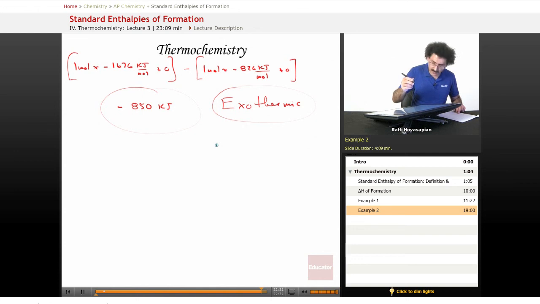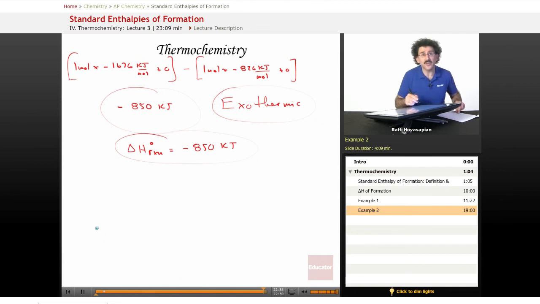Okay, so let's see what we've got here. Do we need to do anything more? No, that's it. We found our delta H of the reaction is equal to minus 850 kilojoules. Notice delta H of reaction is in kilojoules, not kilojoules per mole. Kilojoules per mole is delta H of formation. That's what we used to get the delta H of the actual reaction.